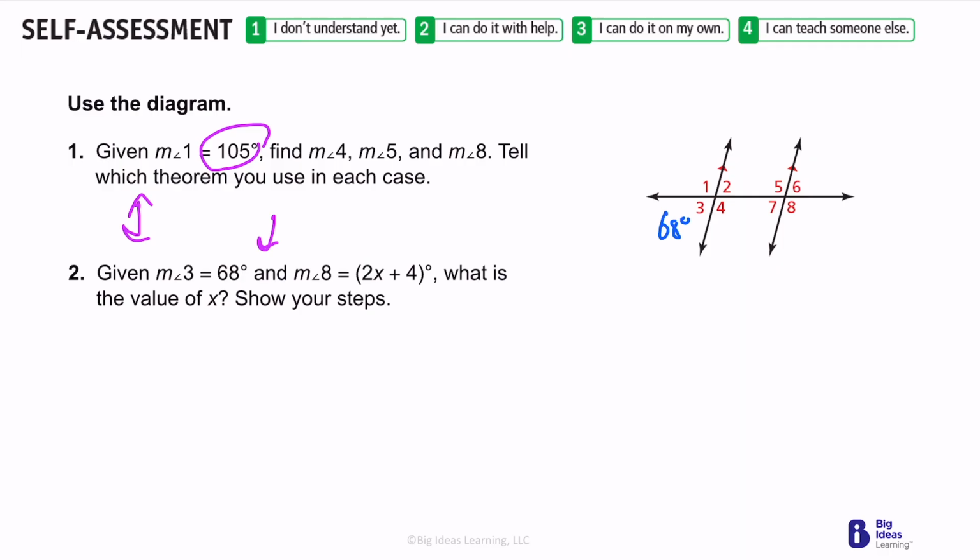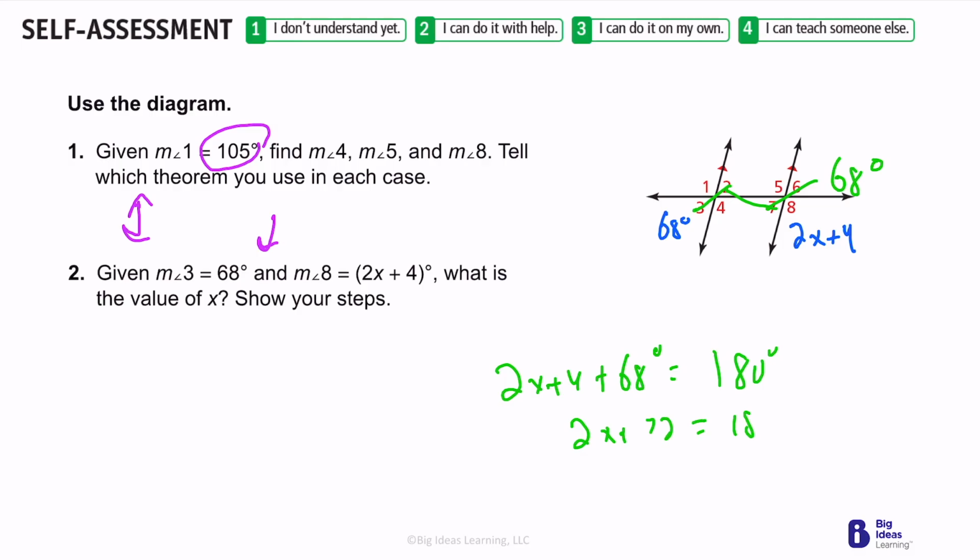Okay, so now it says given the measure of angle 3 is 68 degrees. So 68 degrees. And 8 is 2x plus 4. Find x. All right, so this is kind of weird. First thing I'm going to do is we're going to see if they're congruent, if they're the same angle. Lightning bolt pattern. So boom, boom, boom. Nope, they don't match up. But what we do know is that this one is 68 degrees. So 2x plus 4 plus 68 degrees has to equal 180 degrees. So 2x plus 72 is 180.